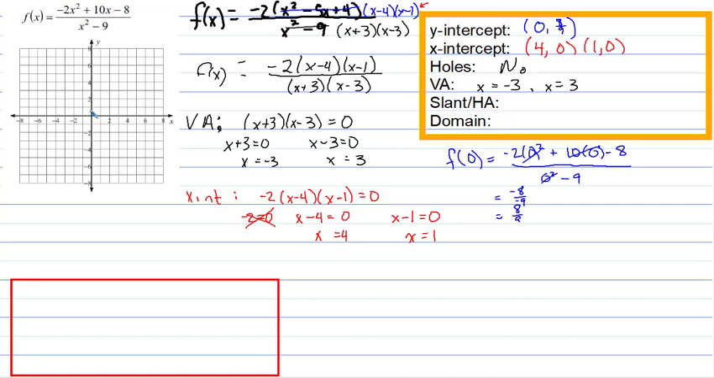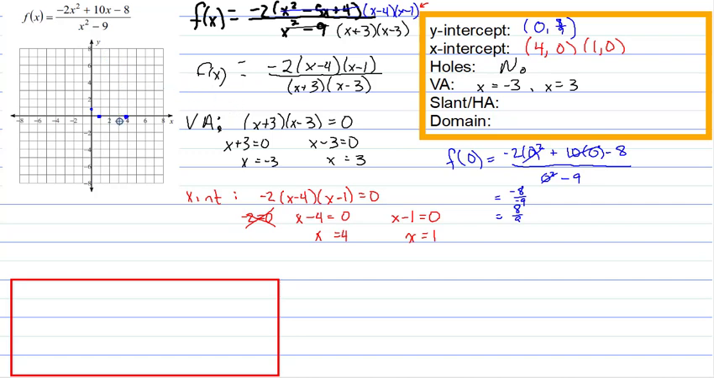So at (0, 8/9), which is going to be really close to that 1. (4, 0), (1, 0). And the other thing I can plot on my graph is my vertical asymptotes and horizontal asymptote. Oh, we haven't found my horizontal asymptote yet. Let's go ahead and plot the vertical asymptotes.